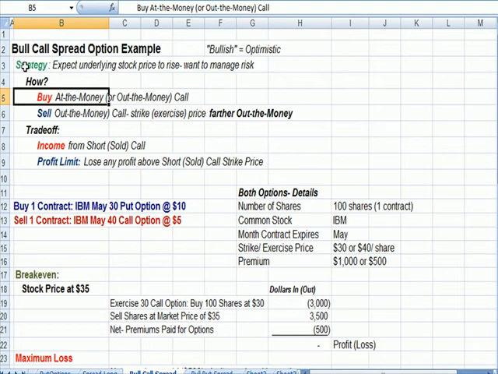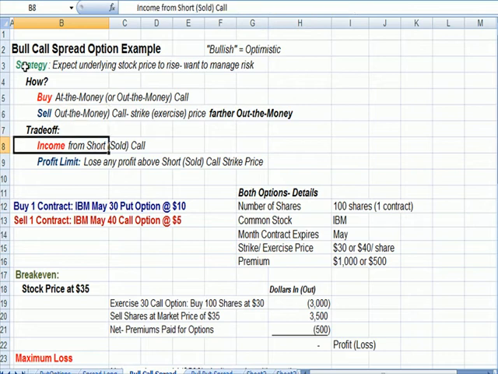We're going to buy an at-the-money or out-of-the-money call. So in other words, we want to buy a call at a strike price that's either equal to the market value or below. So it's not profitable yet. It's either break-even or not profitable. We want to sell the out-of-the-money call at a strike or exercise price that's farther out of the money. In other words, we're selling the option that is even less attractive.